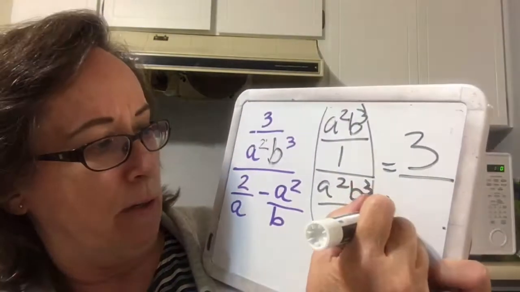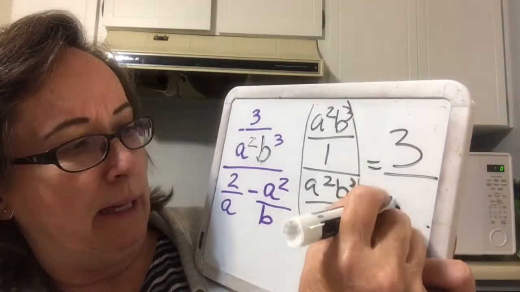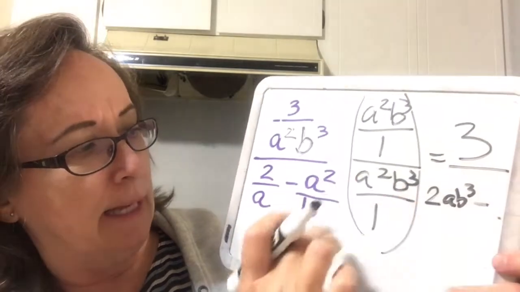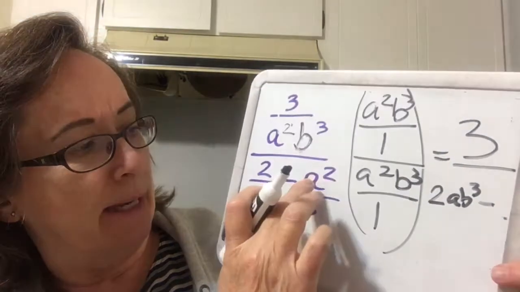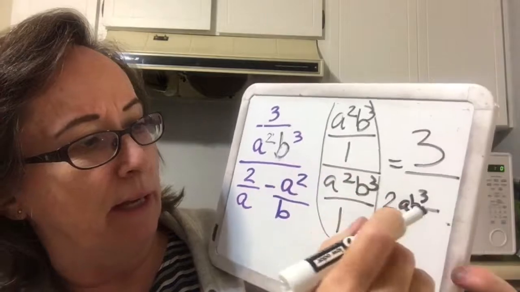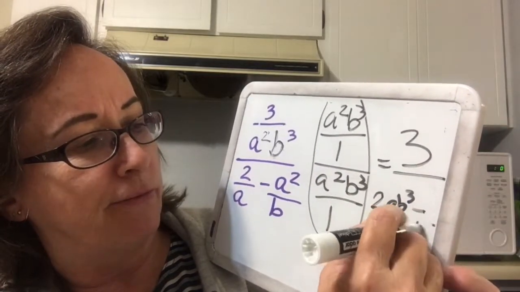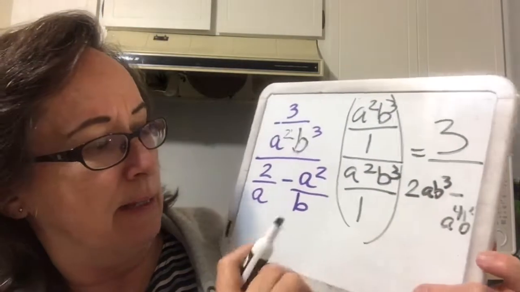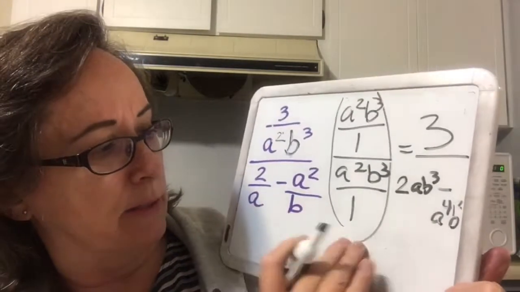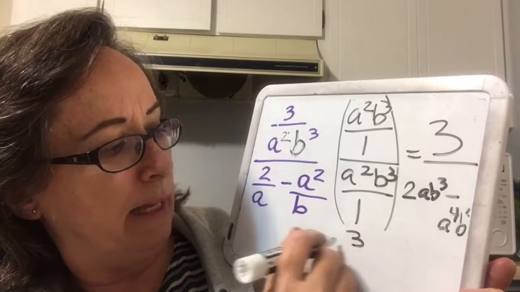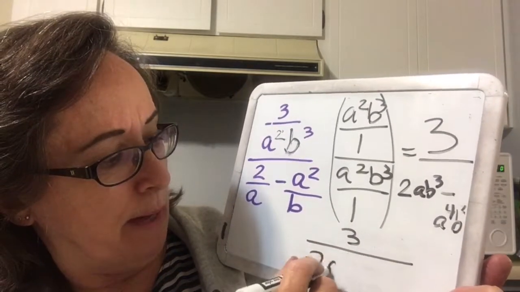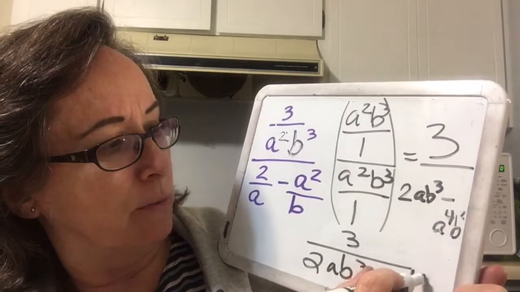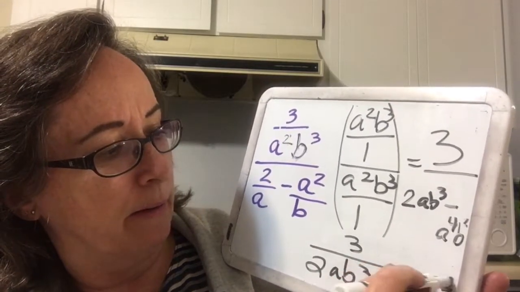So I'm going to get 2ab cubed minus, and down here the b is going to cancel, and I've got an a squared times an a squared is going to be an a to the 4th b squared. So we'll write that out a little bit nicer here. So we get 3 over 2ab cubed minus a to the 4th b squared.